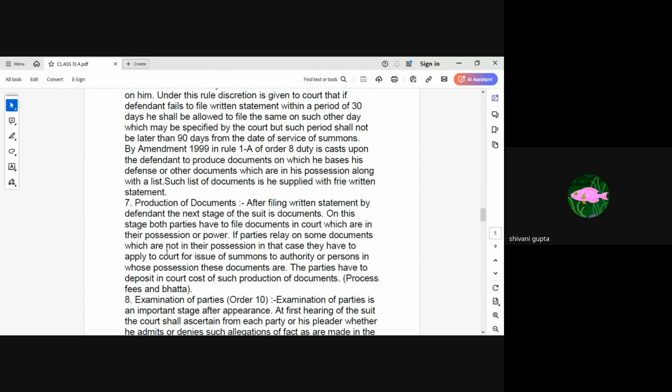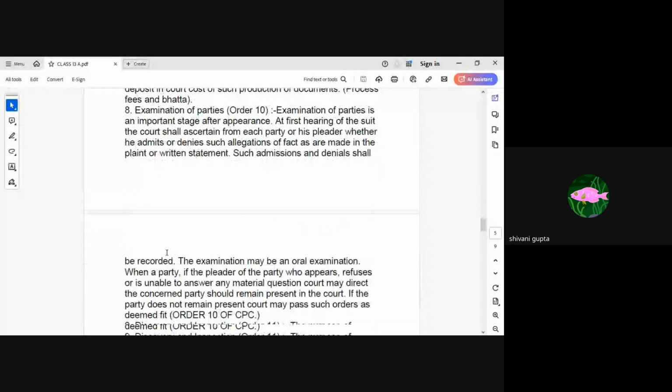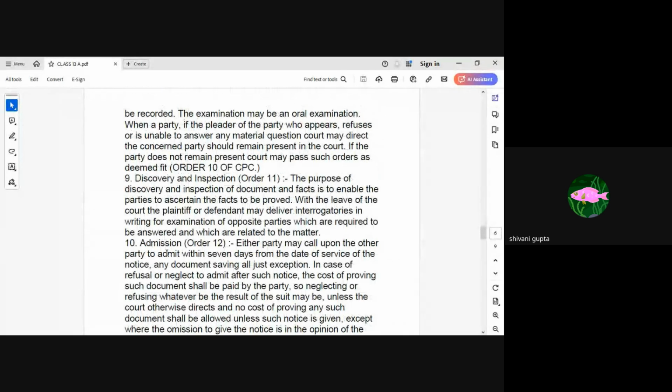This is followed by the examination of the parties, which is an important stage. It is like the first hearing of the suit, as the parties have not appeared before. The court ascertains from each party whether he admits or denies the allegations made in the written statement or the plaint. Admissions and denials shall be recorded. The examination will be oral, and this is done as per Order 10 of CPC. The next step is discovery and inspection.